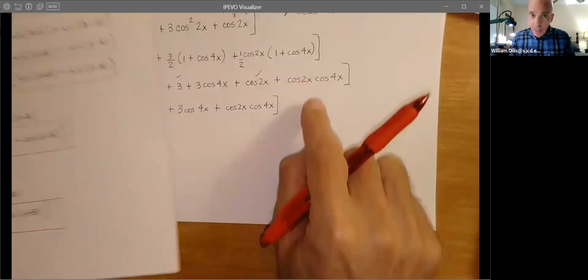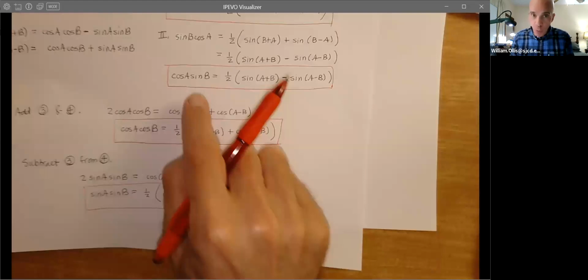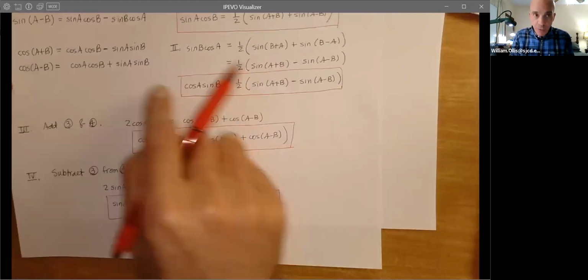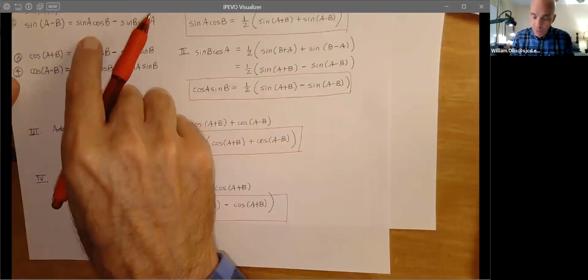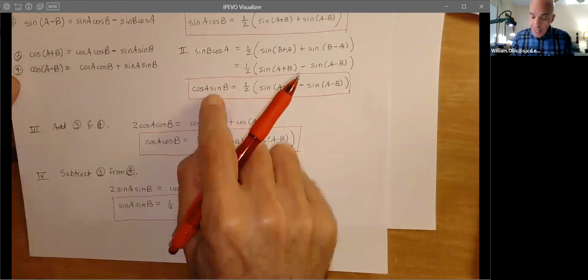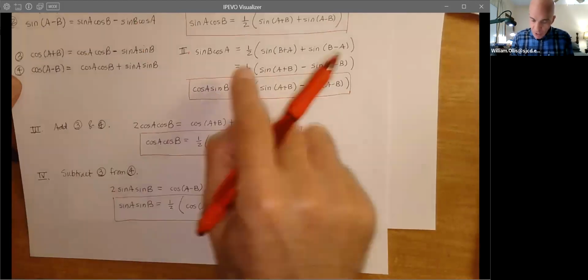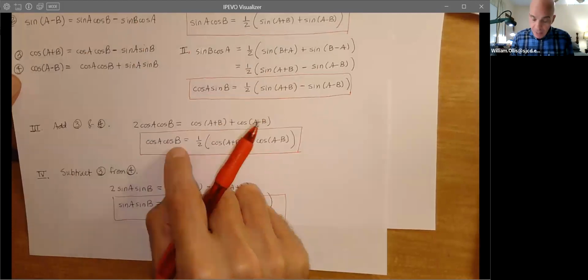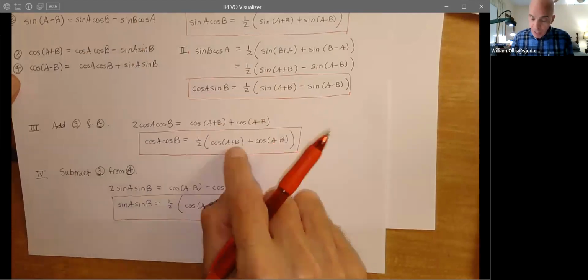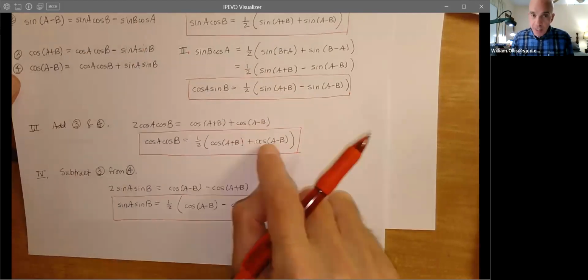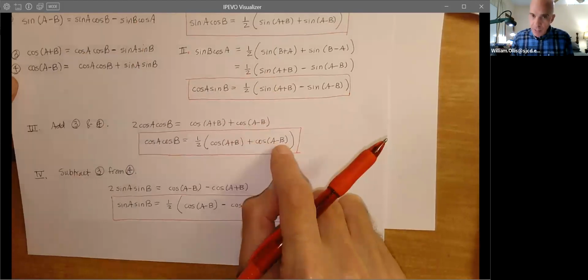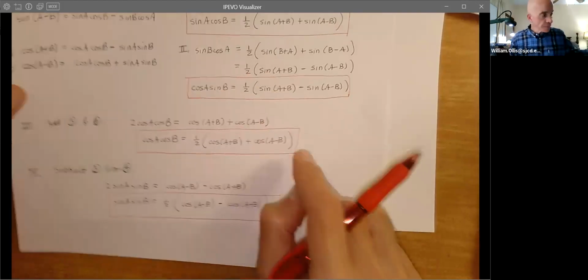Here we have a product of cosines. Notice we have this formula here, which we derived from the addition and subtraction formulas. So we have cosine A, excuse me, let me get the two cosines. Cosine A cosine B is 1/2 cosine of the sum plus cosine of the difference. So let's write that down.